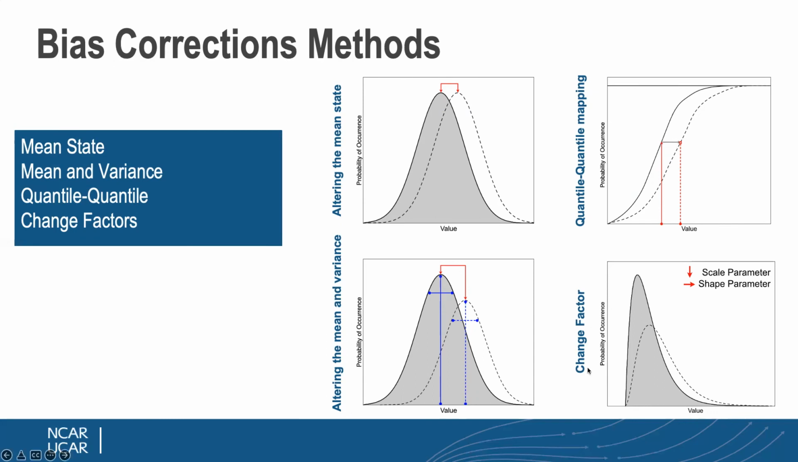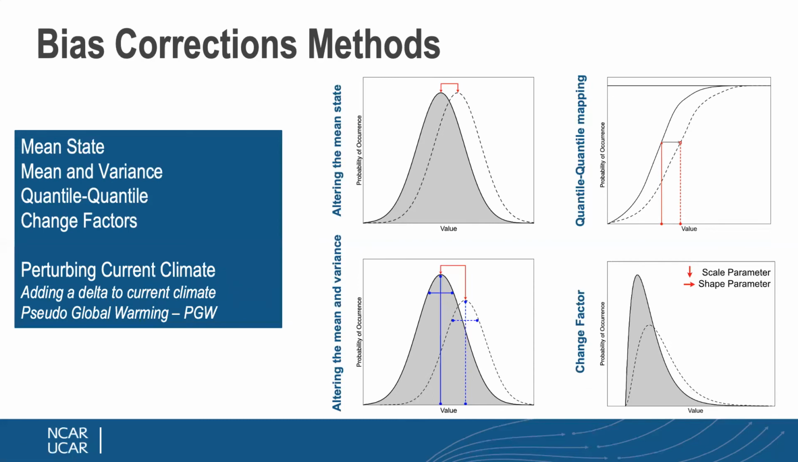And the last one is looking at a change factor. This is typically used if your distribution is more Weibull. And in this case, we would use both the scale parameter, which gives you how high this peak is, and the shape, how wide your PDF is, to bias correct.